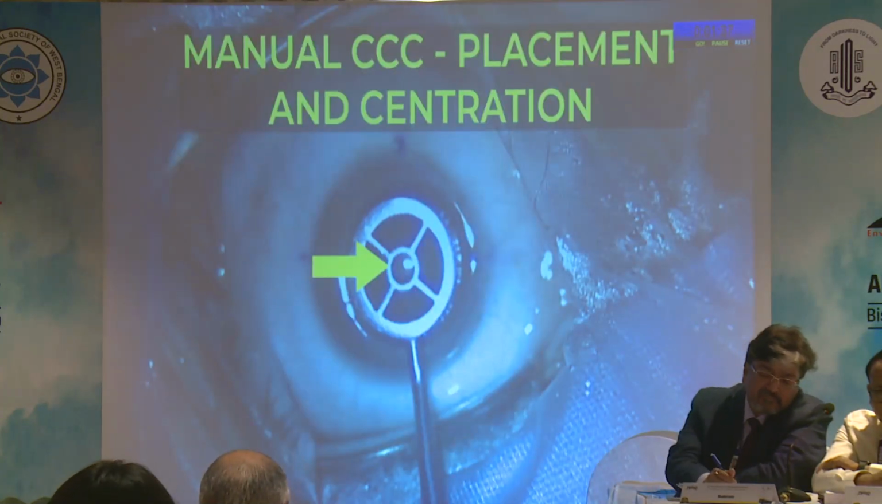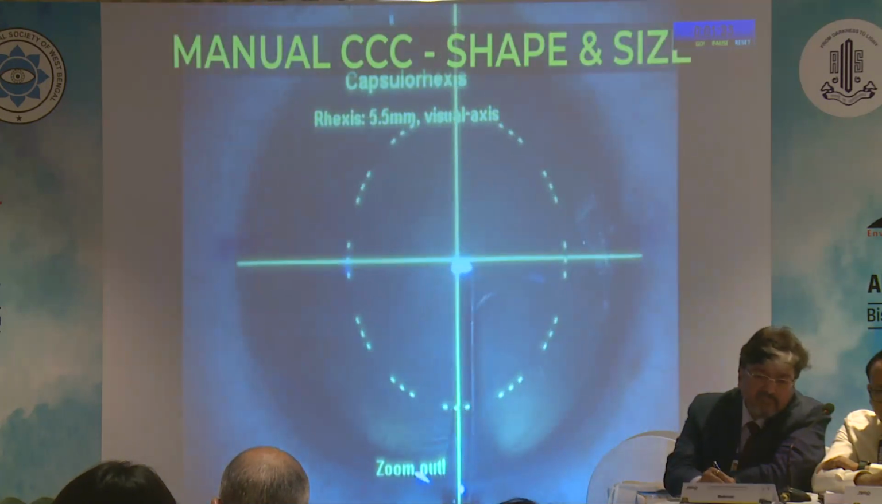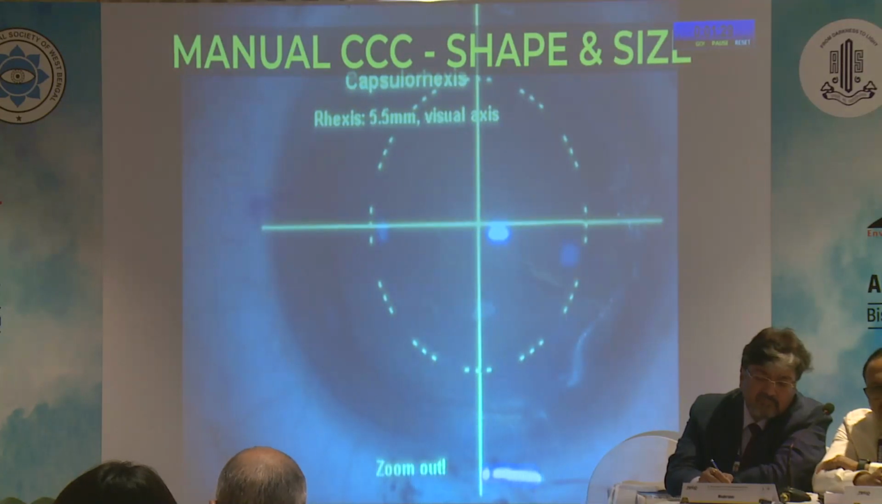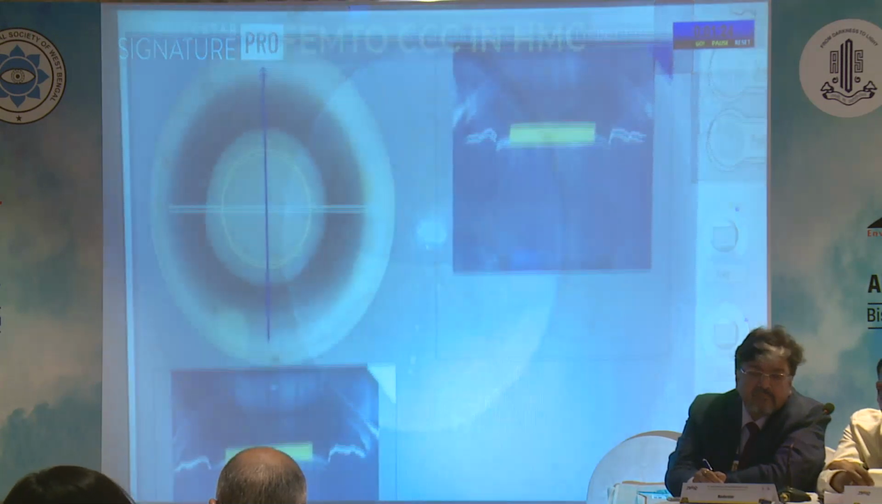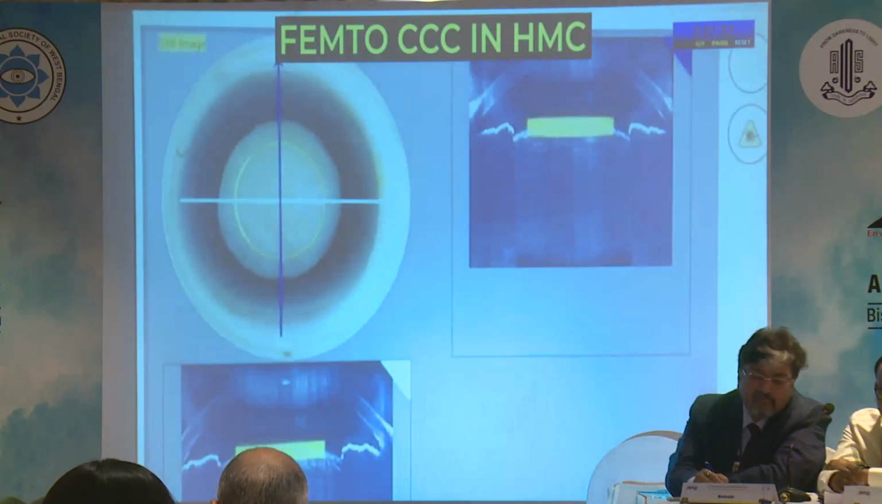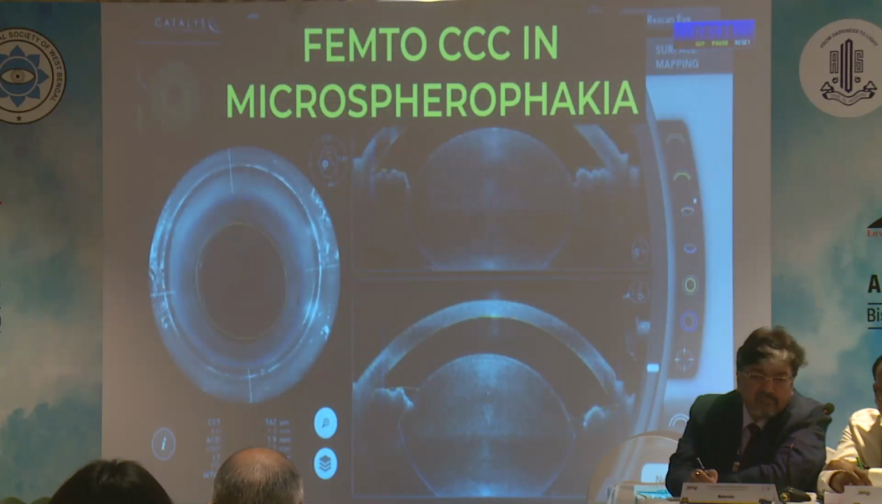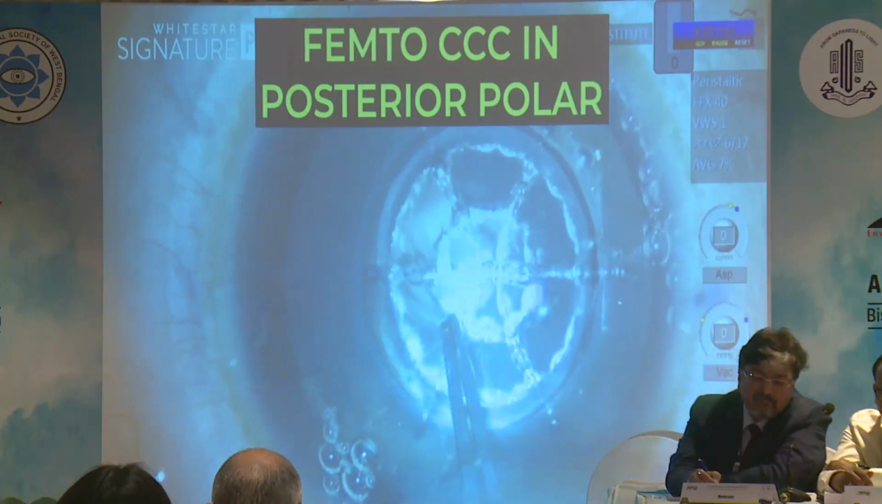Adequate placement, sizing and shape in manual rhexis can be achieved by marking the corneal reflex or by following the superimposed image-guided technology. In femto-assisted rhexis, all of this is automated. The benefits of femtorhexis are seen in special scenarios like a hypermature cataract, microspherophakia, microphthalmos, and posterior polar cataract.